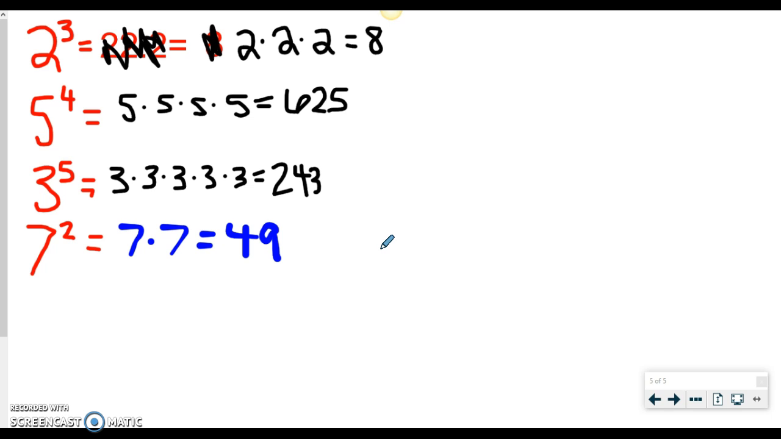So today we have learned how to create and evaluate numerical expressions using exponents. And that will conclude our lesson on exponents.